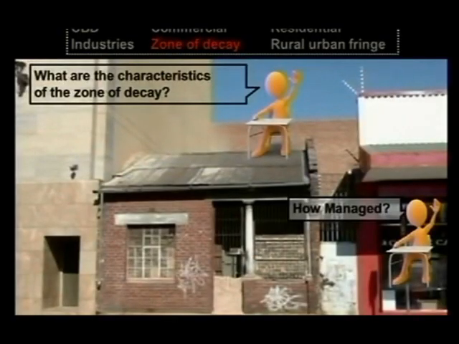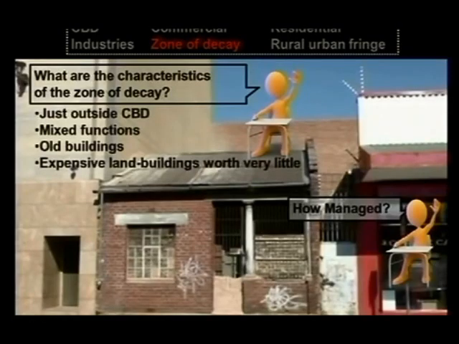Okay, our following one would be the zone of decay. Now your zone of decay, what's very important is you must know where it's found. It's found just on the edge of the CBD. And then there are two very important questions. What are the characteristics of the zone of decay? And how can the zone of decay be managed? Very easy. Have a look at the buildings here. Firstly, you see that we've got old buildings. It's just outside the CBD, and very important, mixed functions.